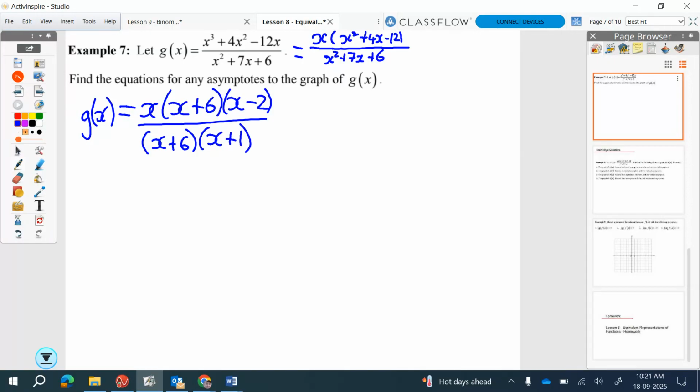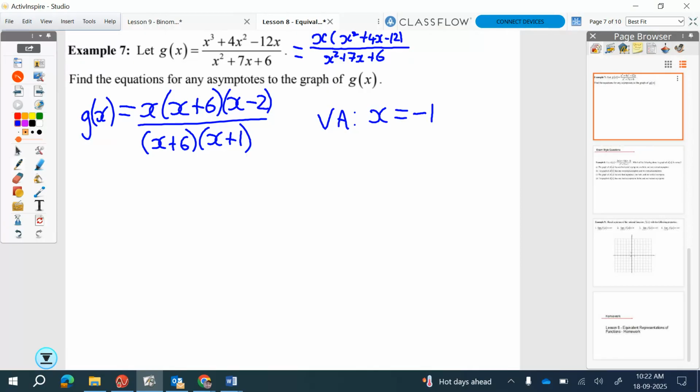Can we see a vertical asymptote here? Do we have two vertical asymptotes, or do we have one? Or do we have none? We have one. Where is the vertical asymptote? So we have a vertical asymptote at x equals where? Negative 1. We don't have an asymptote at x equals negative 6. That's a hole. Because the multiplicity of the factor is the same in the numerator and the denominator. So those are all the vertical asymptotes.